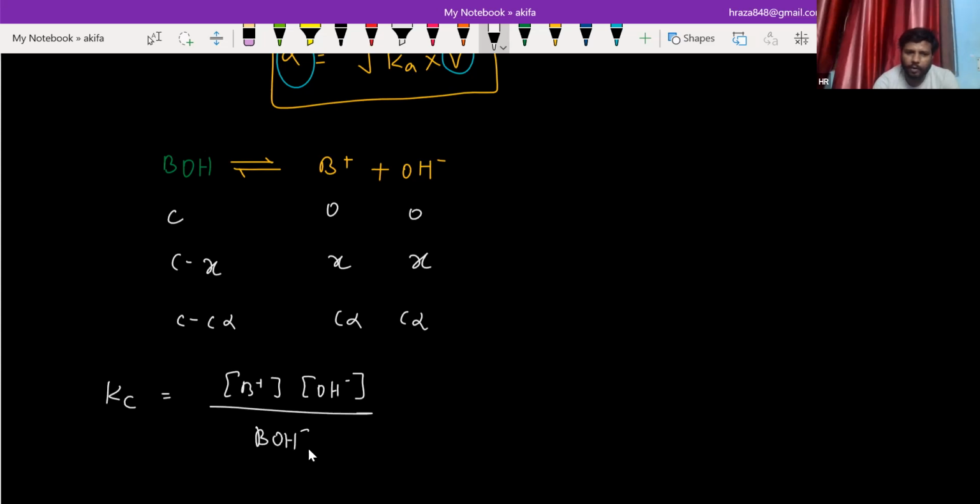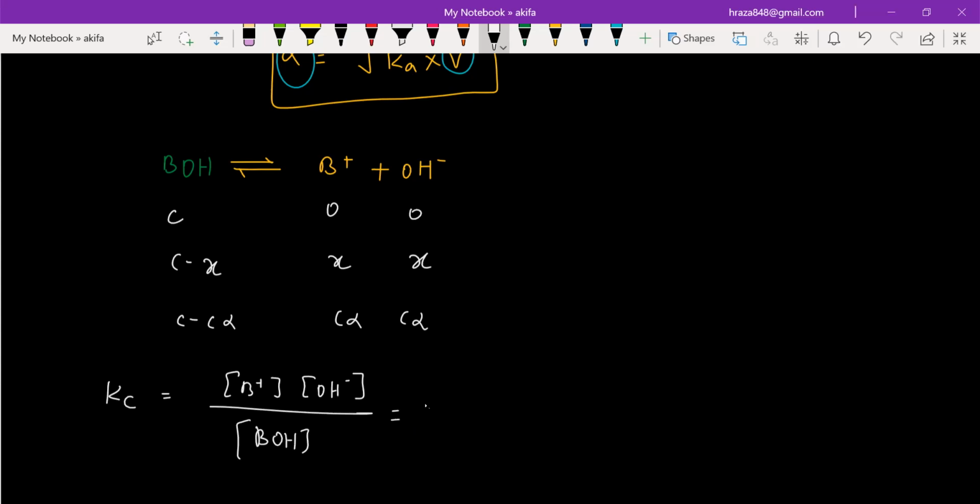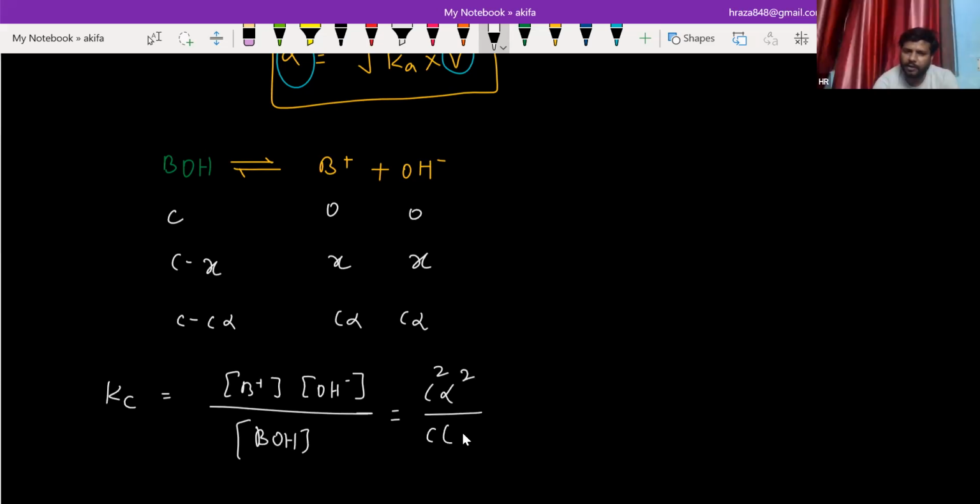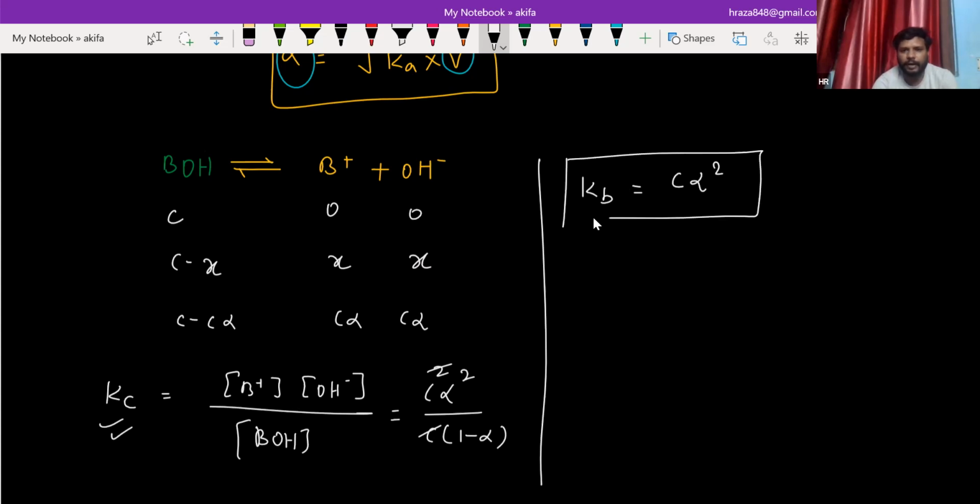And for Kc, you know that this will be B plus into OH minus upon BOH. Okay, are you getting my point? Yes. So can I write C alpha, C alpha? It will be C alpha square, C minus C alpha, 1 minus alpha. So the process will be same and the result will be same. This Kc will be replaced by Kb because it is base, and it will be left with C upon 1 minus alpha, and alpha will be neglected.